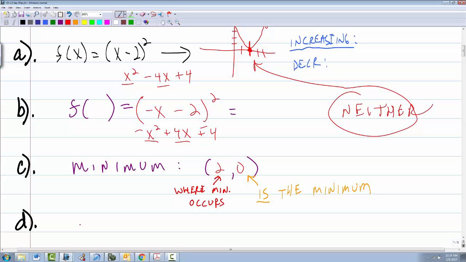And then the last thing was how does it compare to y equals x squared? This is section 1.6. You're going to be answering this a lot. It went 2 right, or the recognition of knowing that this is 2 right from the parent function y equals x squared just by looking at the equation.